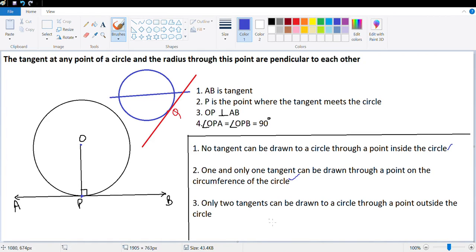From a point which is outside the circle, only two tangents can be drawn, and both these tangents are equal. Let's look at this on the next page.